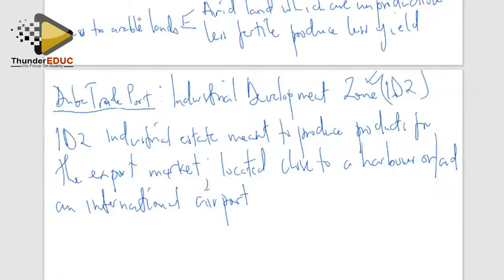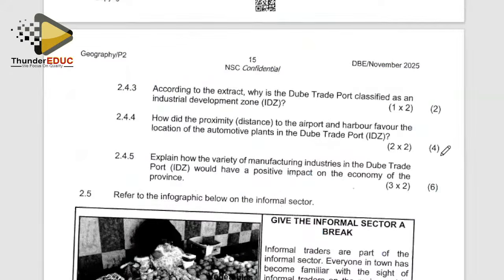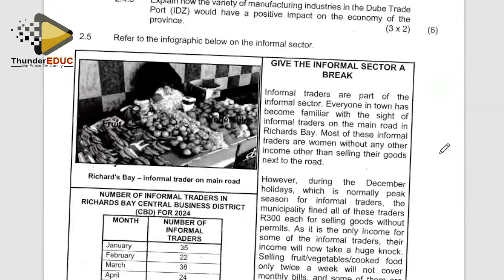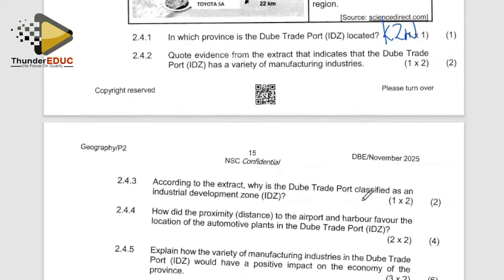How are they related to the Dube Trade Port? If we come here, it tells us that the Dube Trade Port is located in the same vicinity as the King Shaka International Airport, 30 minutes from Africa's busiest cargo port, the Durban Harbor. So we are seeing the justification there. It's located within the surrounding of the King Shaka International Airport, and also it's just a 30 minutes drive away from the busiest cargo port, the Durban Harbor. So for that reason, we can safely conclude that the Dube Trade Port is an IDZ.